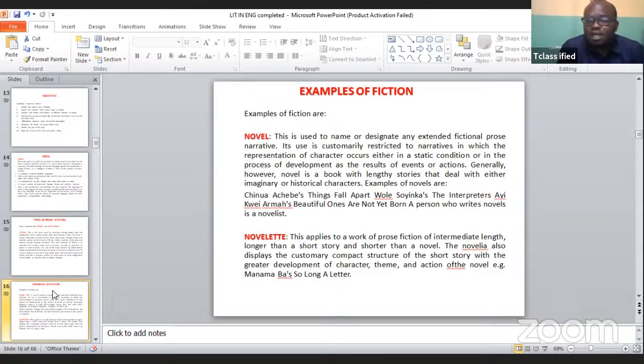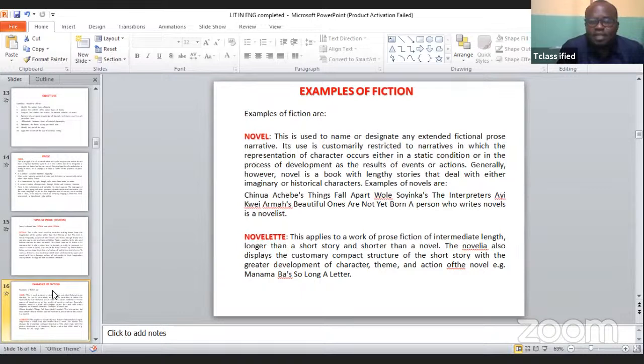Then Wole Soyinka, we all know him. He's still alive. He won the Nobel Prize, a very, very important human being also in literature. So you guys have to know about him. So both of them are very popular people and they wrote novels.